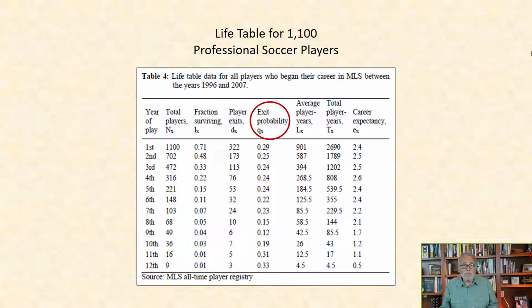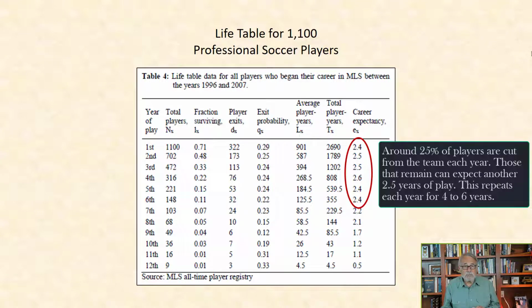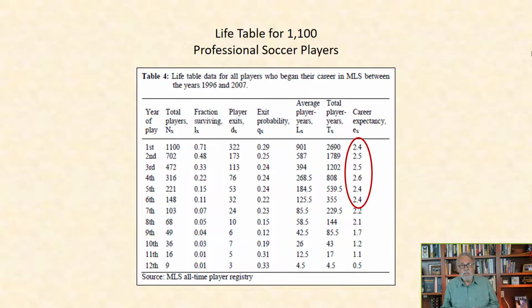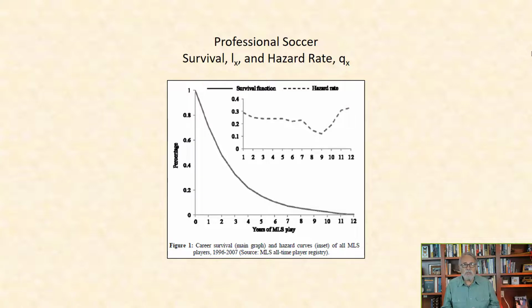This next column I show is equivalent to the qx, which gives the probability of a career ending. This last column contains expectation of the number of years remaining in a career given the time in the league. Notice here that there is a relatively constant remaining expectancy in the league of about 2.5 years every year for the first 6 years. Here is a graphical representation of selected data from this previous table.